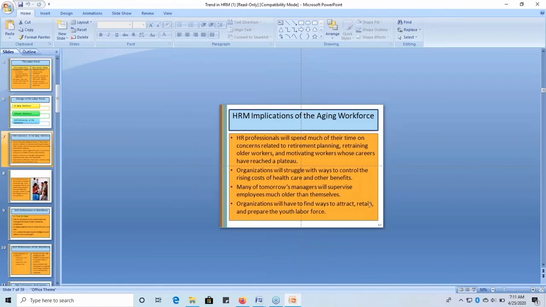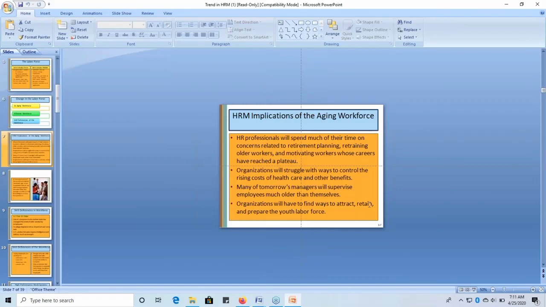Let's look at the implication on the workforce. HR professionals will spend much of their time on concerns related to retirement planning. I have explained that before. Retraining old workers and motivating workers whose careers have reached a plateau, that is, reached the highest peak. Many of tomorrow's managers will supervise employees much older than themselves. A good human resource person has to weigh in order not to create acrimony or maybe bloodshed.